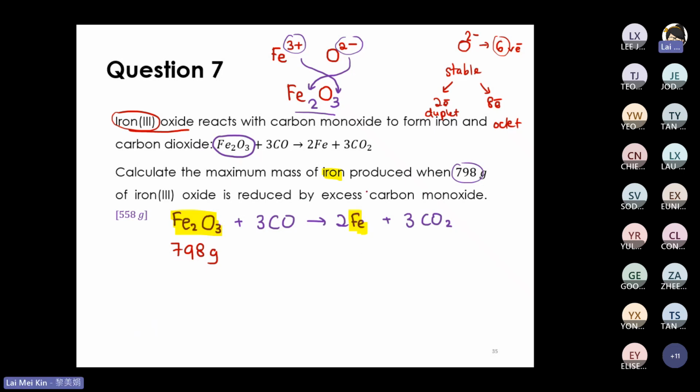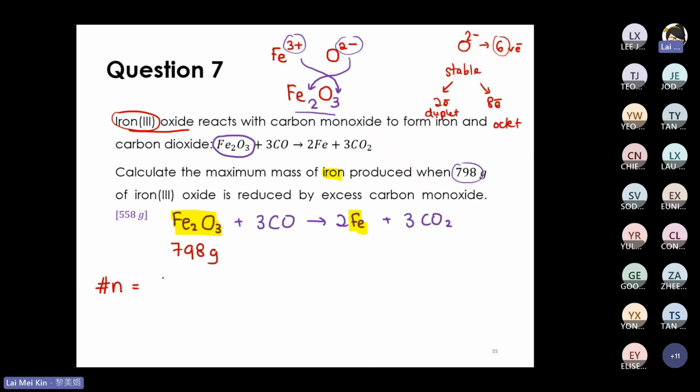The other information, you can close your eyes. That's why I'm teaching you to put in the values in the equation. All those, reduced by excess carbon monoxide, is just for your information. It's not required in the calculation, so you can ignore it. If you have the mass of iron(III) oxide, what do you do? You can find the number of mole.